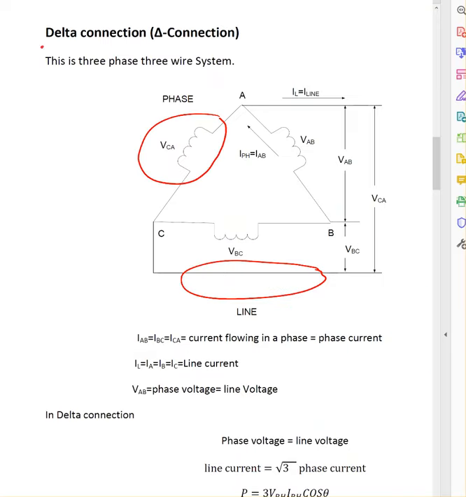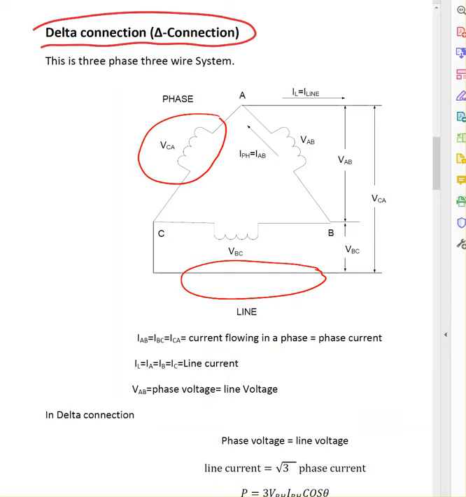Here is the delta connection. A delta looks like a delta. Here you can see a winding is indicating the generator. So we have 3 single phase generators, or maybe 3 coils connected in a single generator. So it's a 3-phase generator. They are connected in delta.